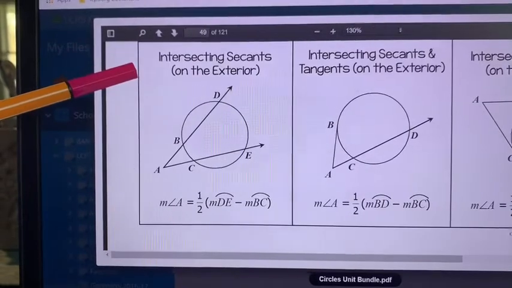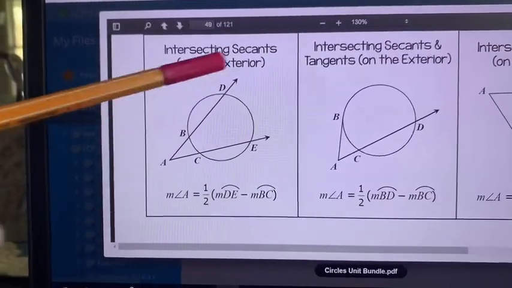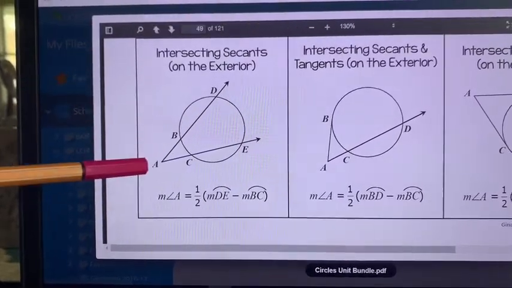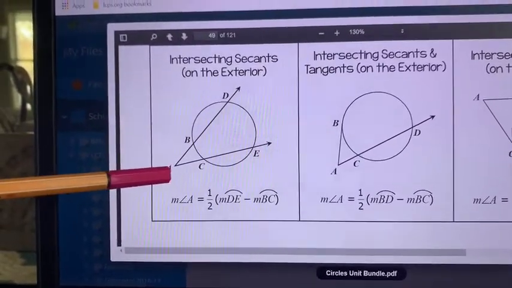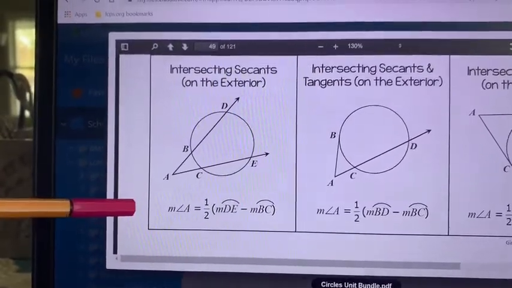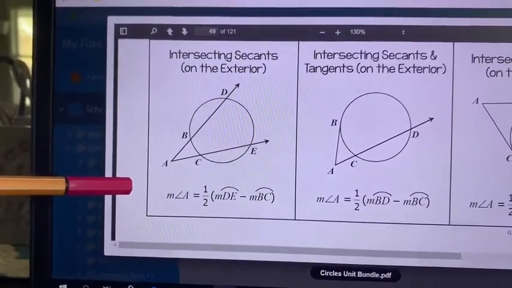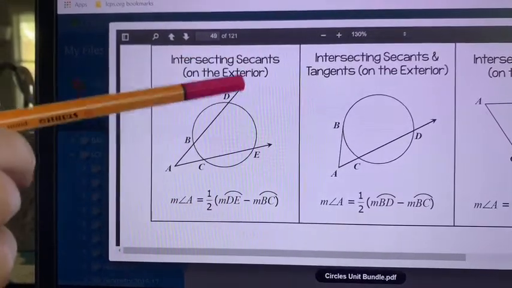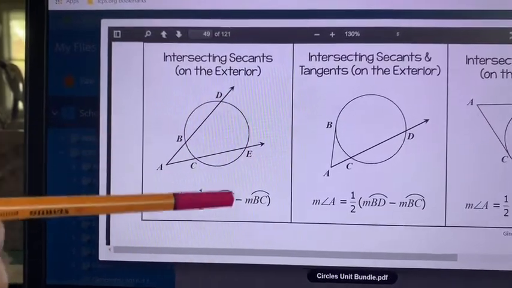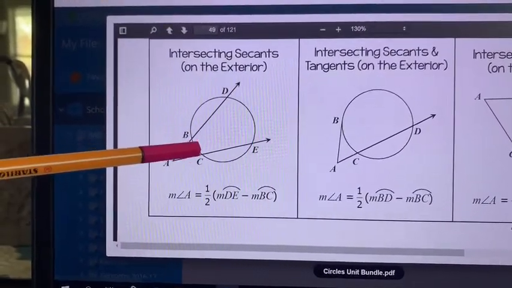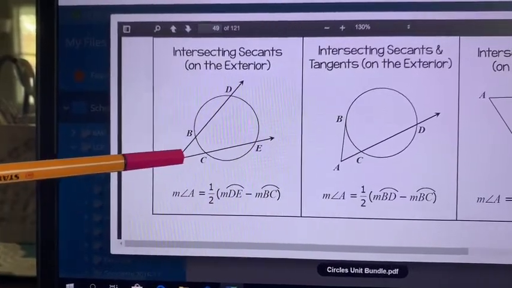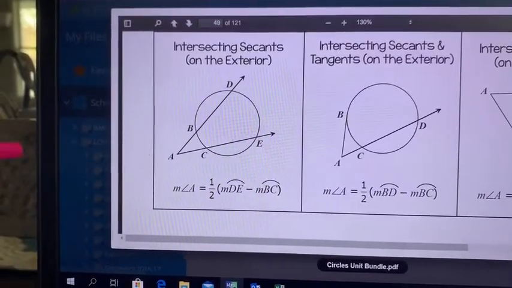This one has intersecting secants, which are lines that go all the way through the circle. And here they're intersecting on the exterior, meaning outside of the circle. So right here where that vertex A is at. So this rule says that if we focus on this DE, which is this little arc measure here, and we subtract from that this little arc measure here, BC, and then we divide it by 2, that will give us the angle A right there.